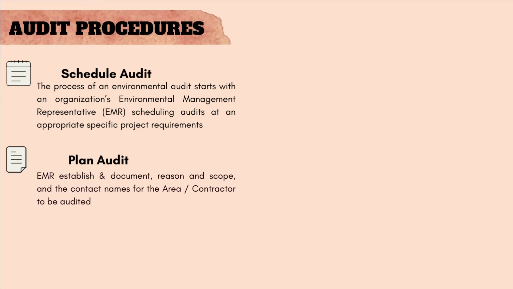Second is planned audit. For the environmental audit, the EMR is to establish and document the area or contractor to be audited, the reason and scope of the audit, and the contact names for emergency cases for the audit. Besides that, the EMR must also appoint and notify a qualified lead auditor or audit member if required. Hence, if warranted, the EMR can appoint themselves as the lead auditor.